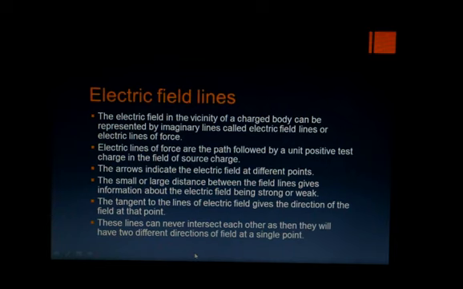All right, now we come to electric lines of force or electric field lines. Electric field, as I told you, is a region, and the region consists of lines. These are lines which show a direction, that is the direction of the field. The electric field in the vicinity of a charged body can be represented by imaginary lines called electric field lines, or electric lines of force.